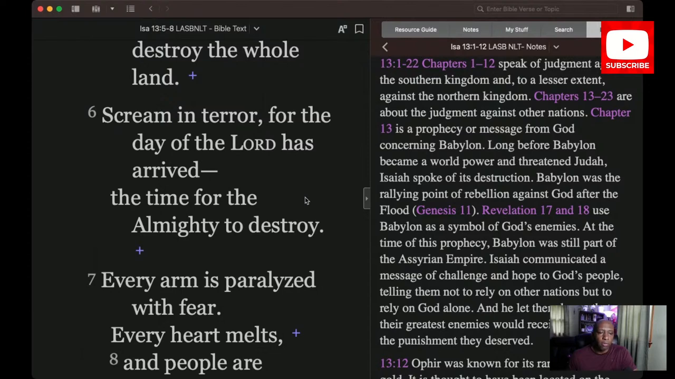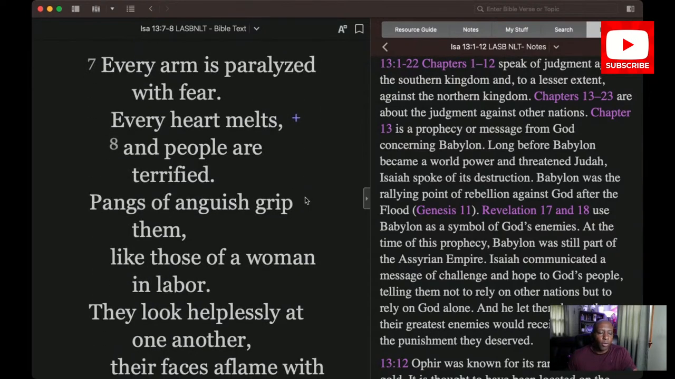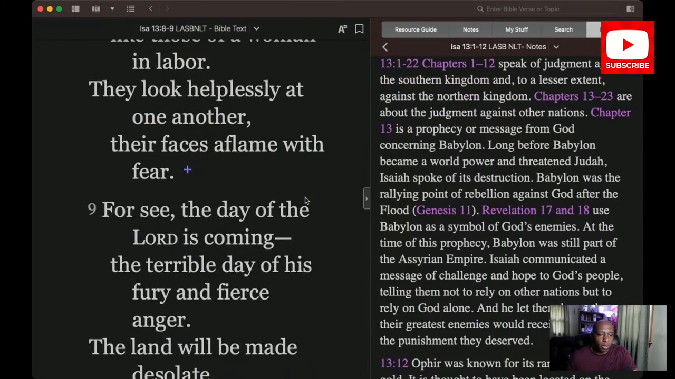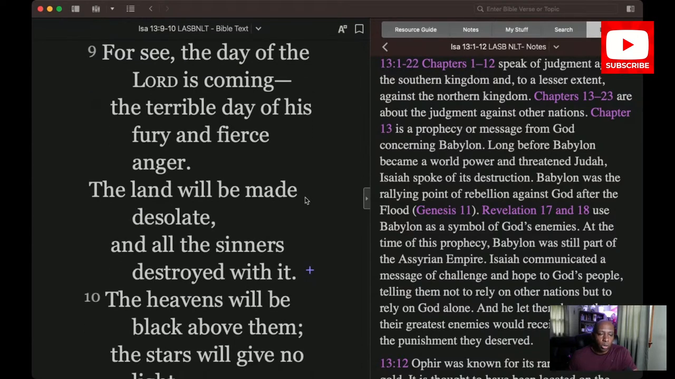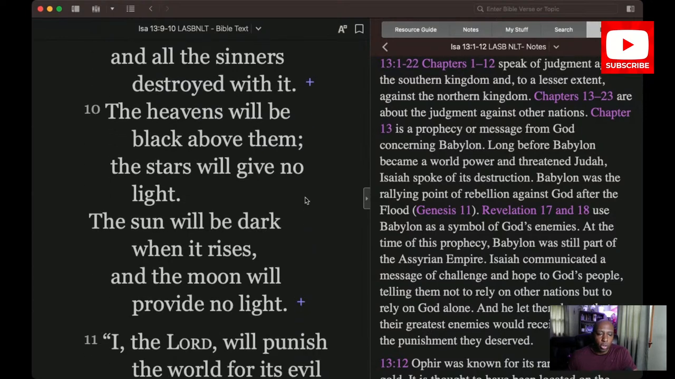Scream in terror, for the day of the Lord has arrived, the time for the Almighty to destroy. Every arm is paralyzed with fear, every heart melts, and the people are terrified. Pangs of anguish grip them, like those of a woman in labor. They look helplessly at one another, their faces aflame with fear. For see, the day of the Lord is coming, the terrible day of the Lord, the day of his fury and fierce anger. The land will be made desolate and all the sinners destroyed with it.